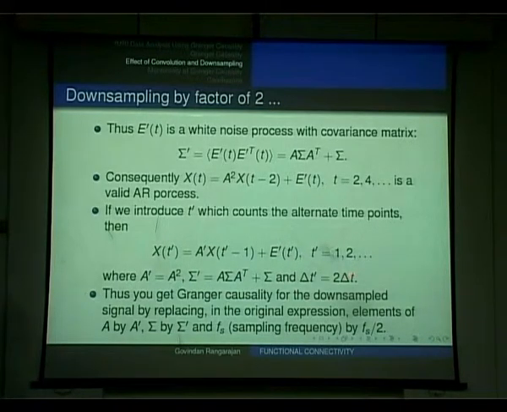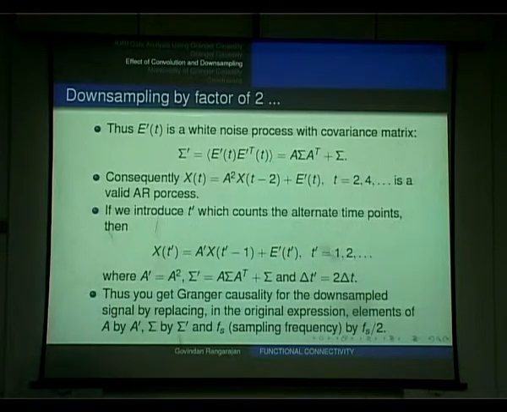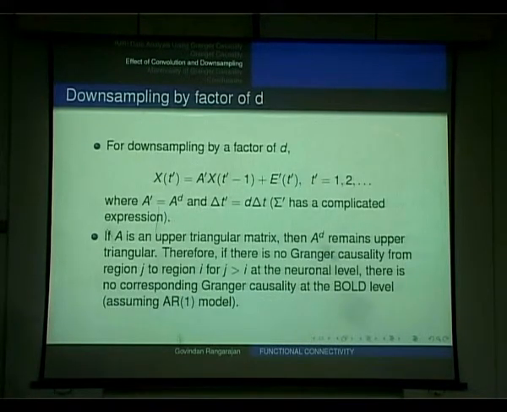That is, you are measuring only every second term. So this is what you get. If you then translate it to Granger causal quantification, you have to replace A by A prime, where A prime is given by A squared, sigma by sigma prime, and Fs, the sampling frequency, by Fs by 2. So that is the change you get by downsampling.